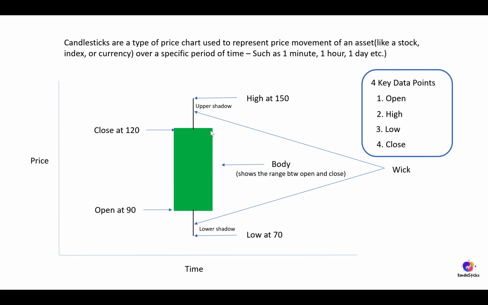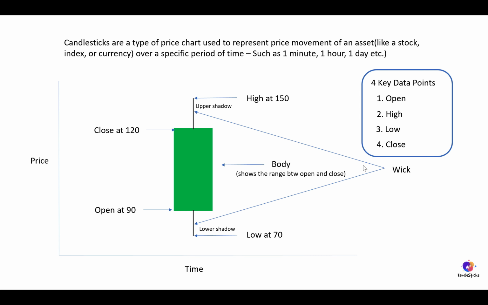And we also learned how the price is represented in the candlesticks and the four key data points that we get from the candlestick: the open, where the market opens; the close, where the market closes; and where the market makes a high and where it makes a low. And then we have the upper shadow and the lower shadow, which are called wicks.